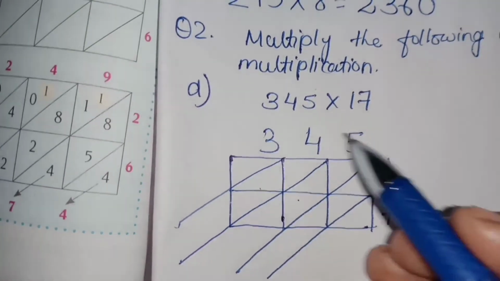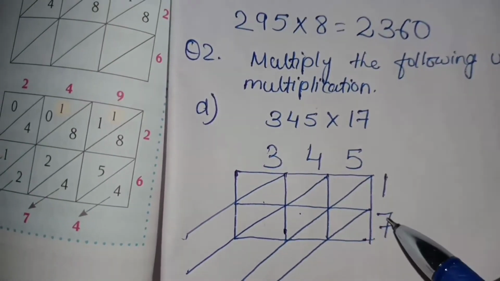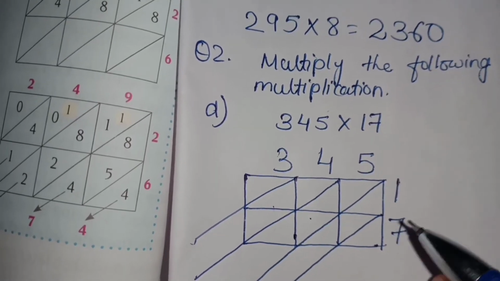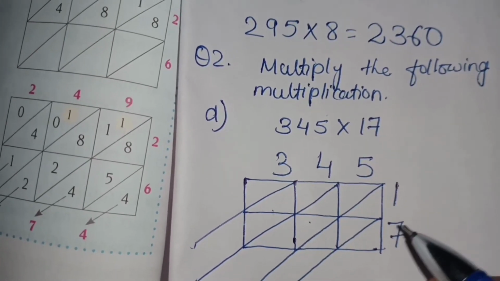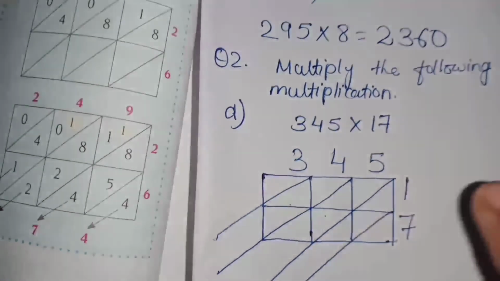First we will multiply this number with 1. In the second row we will multiply this number with 7. Don't get confused. Slowly and slowly you do it. No problem, no need to do it in a hurry.